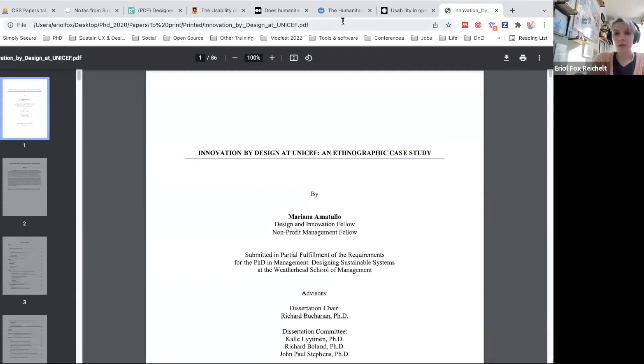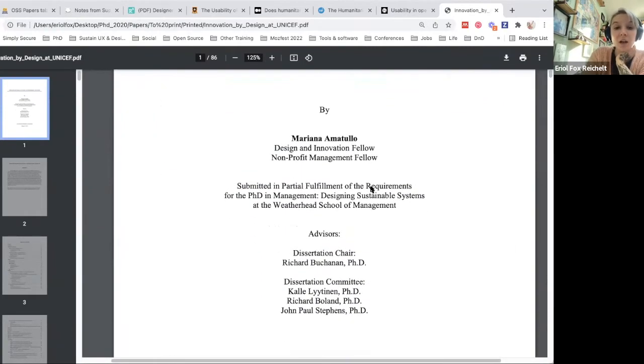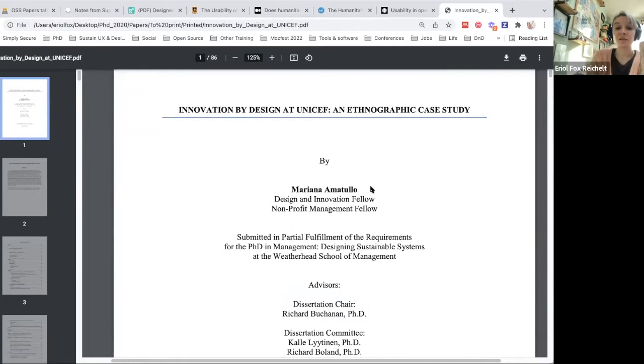So I am going to talk about this paper. And this paper is, well, it's not a paper, it's a longer case study of innovation at UNICEF from 2015 through this design and innovation fellow that did this work.